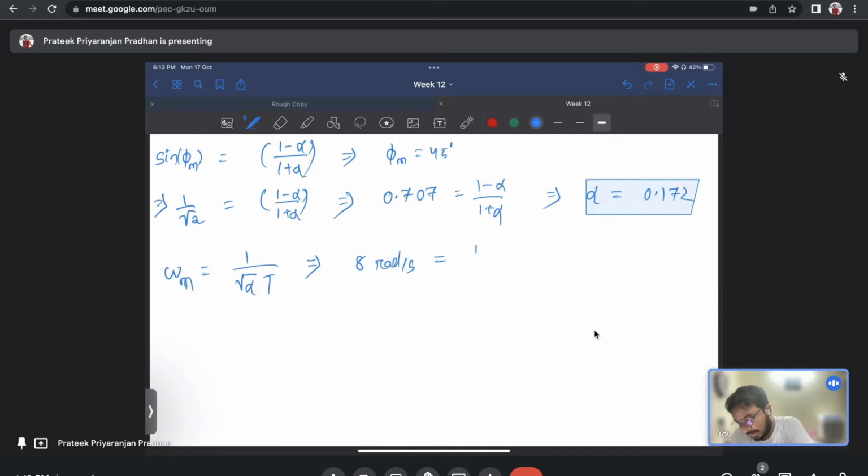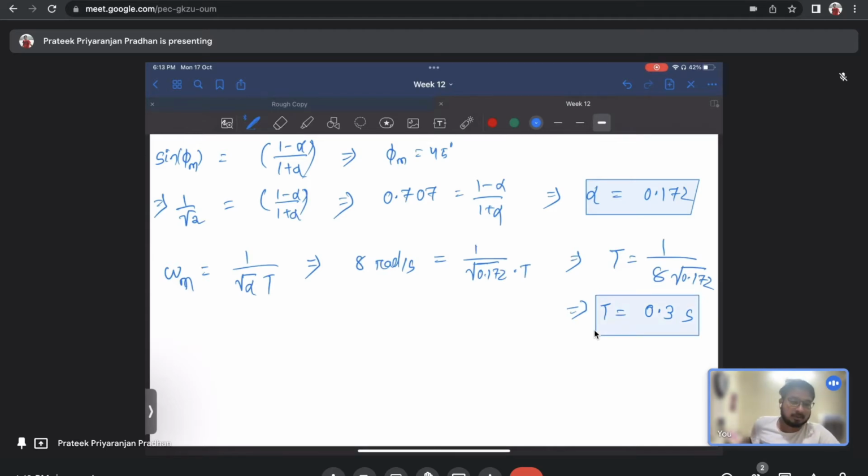So 8 radian per second is equal to 1 by root alpha, which is 0.172, into T. So T will be 1 by 8 into root 0.172. So T would come out to be 0.3 seconds. You need to verify these answers because I am just writing down the answers, as I have the solutions with me.